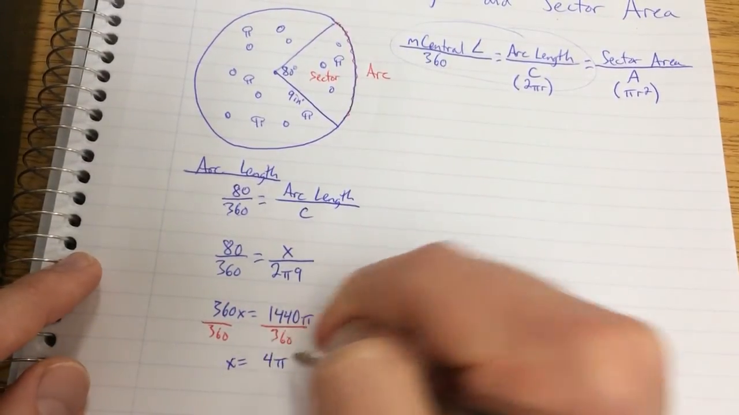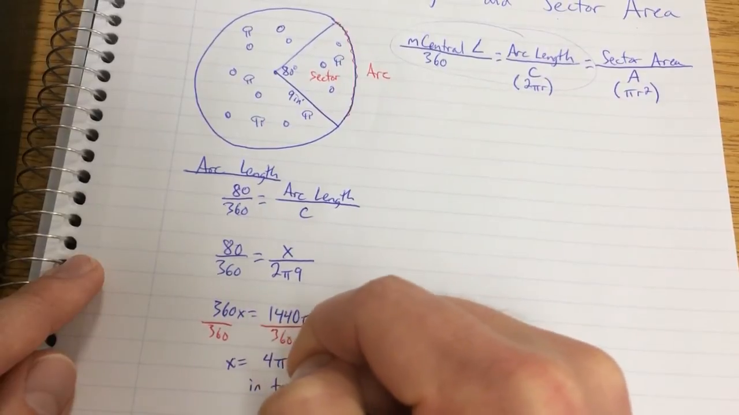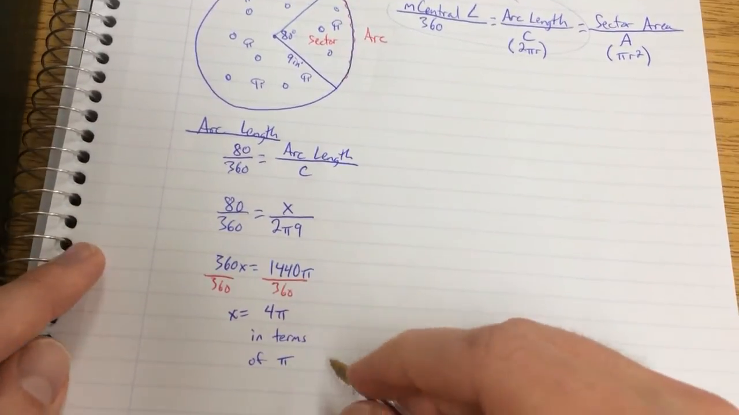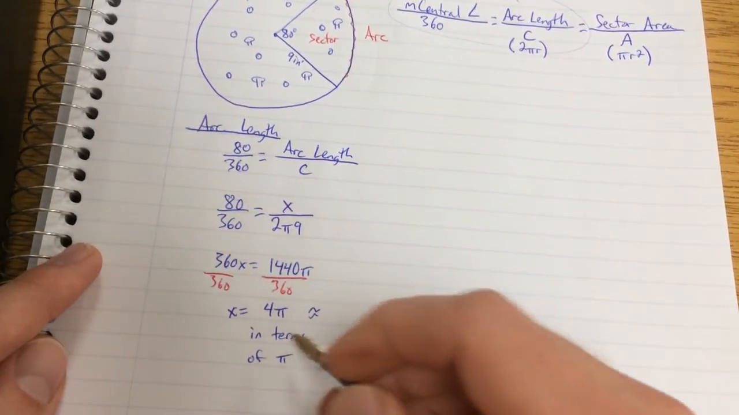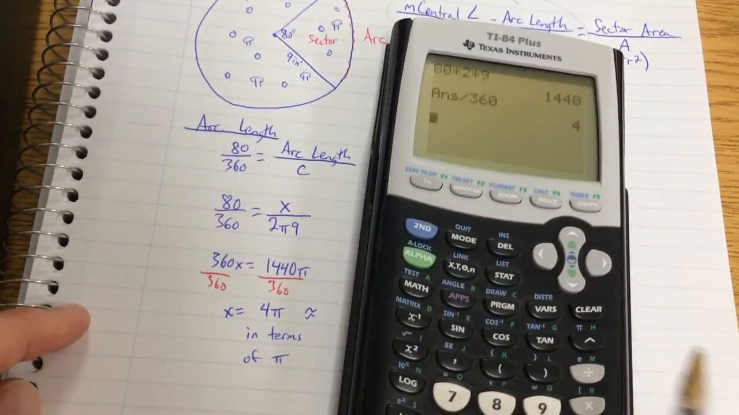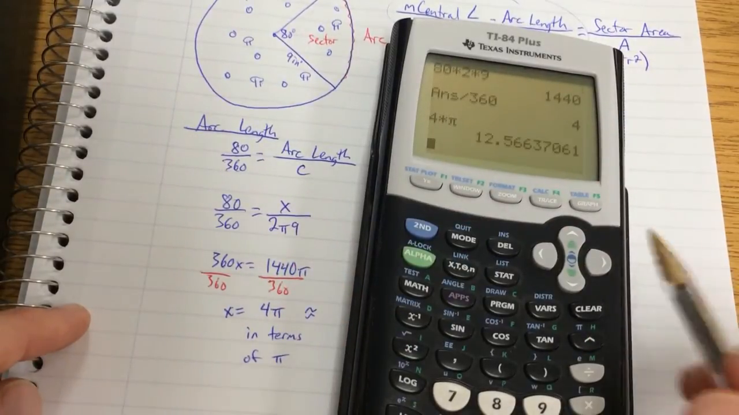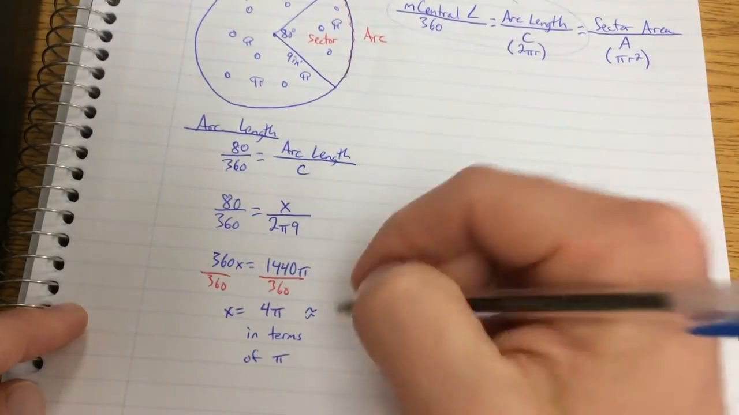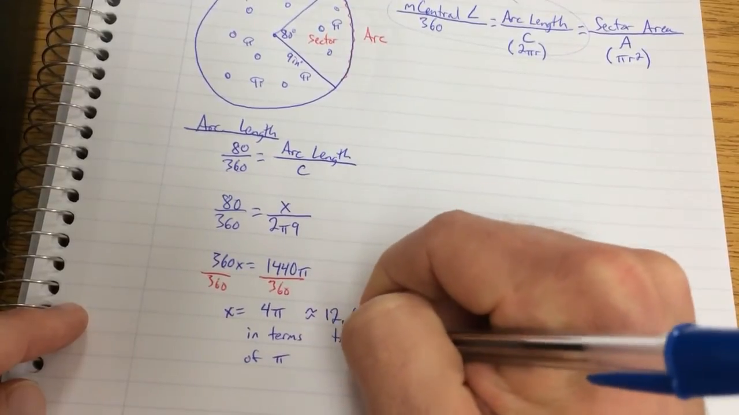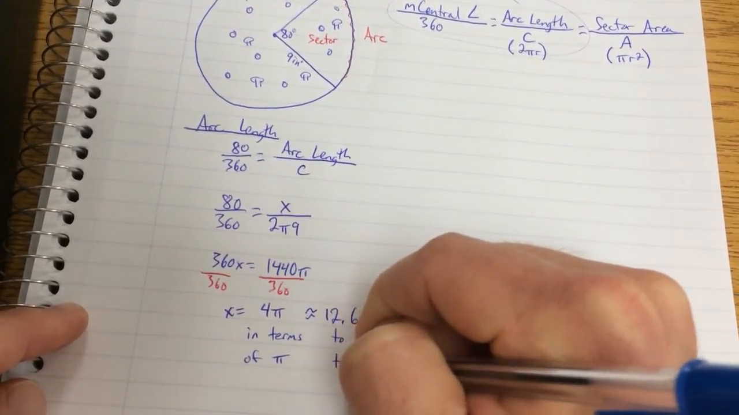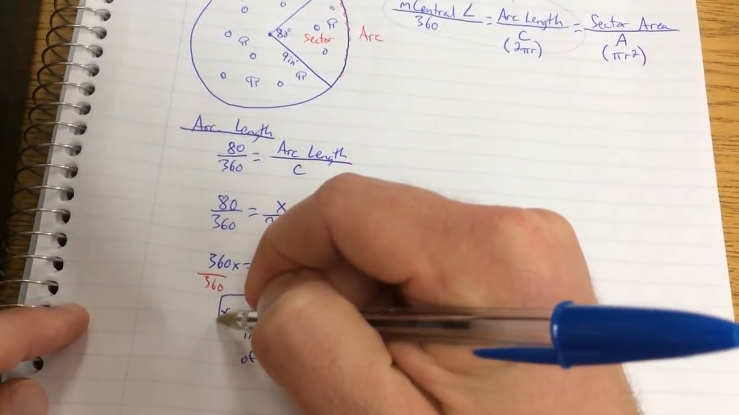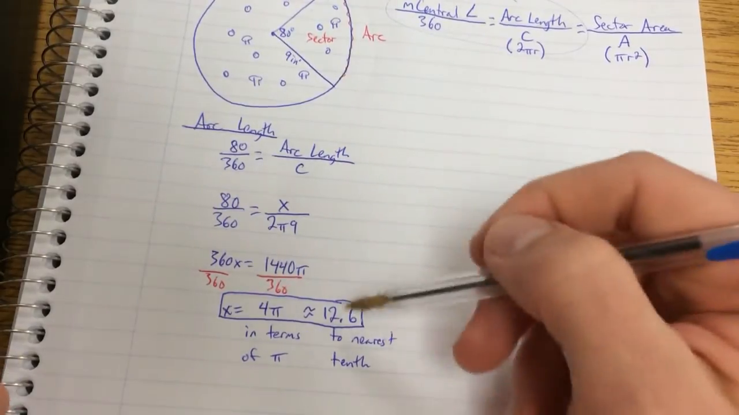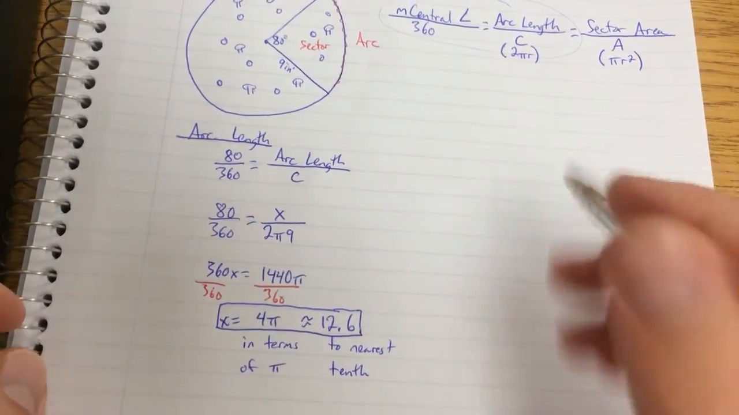So 4 pi. Again, this is what it's called, in terms of pi, because I don't multiply pi into the answer. Okay, I could find an approximate if I do multiply pi into the answer now. So if I multiply 4 times pi, pi is the button above the division sign, I can get approximately 12.6 to the nearest tenth. Okay, so if the question asks in terms of pi, do not multiply pi in the calculator. If it says to the nearest tenth, you will then multiply pi in with it. Okay, that was arc length.